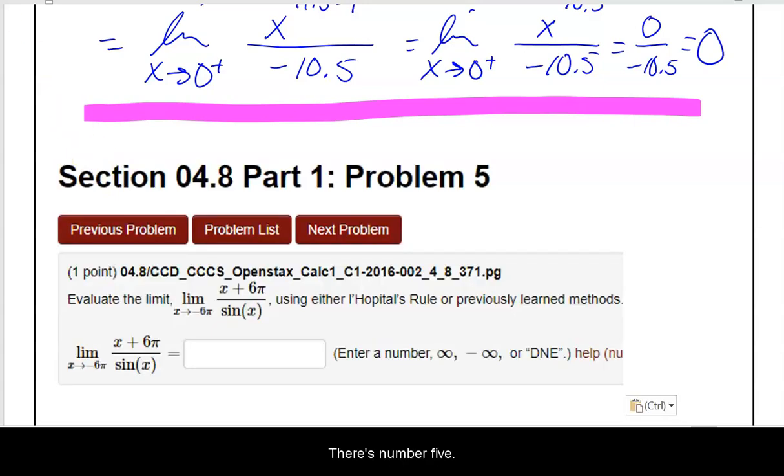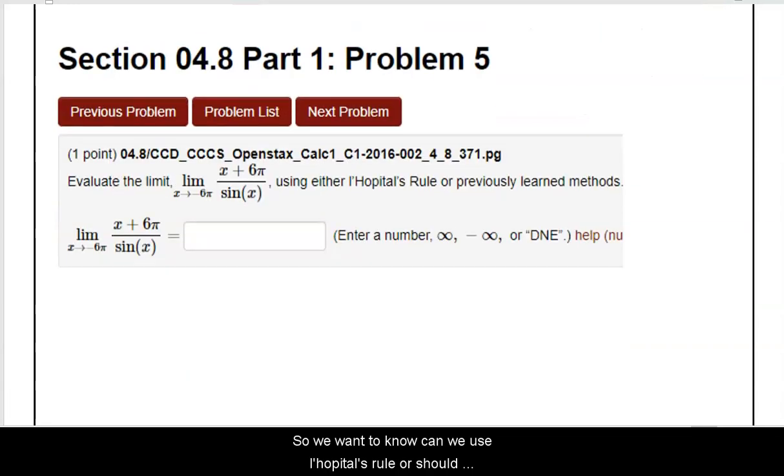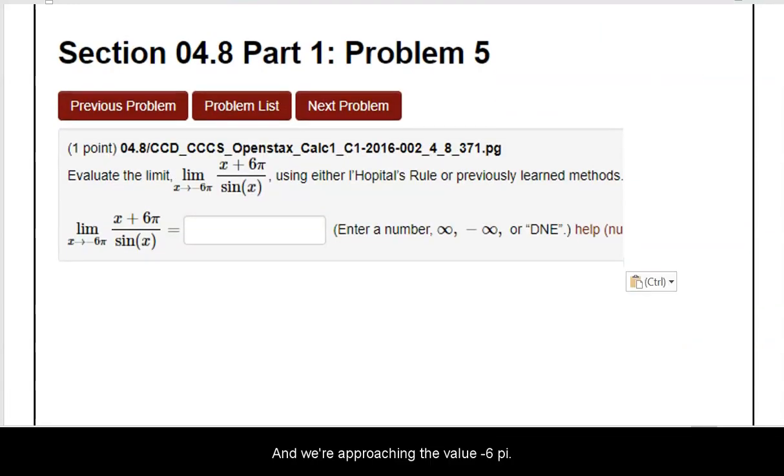So there's number 5. This time we've got a mixture of a line, x plus 6 pi. I know pi looks weird, it's still just a constant. So that's just a line, slope 1, crossing the y-axis at 6 pi, which is somewhere between 18 and 19. And then it's divided by a trig function, sine. So we want to know, can we use L'Hopital's rule or should we do something else? And we're approaching the value negative 6 pi.